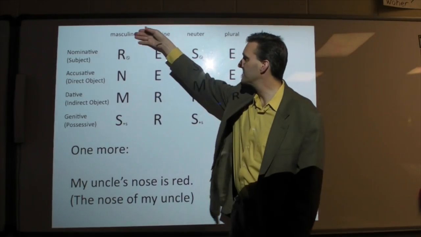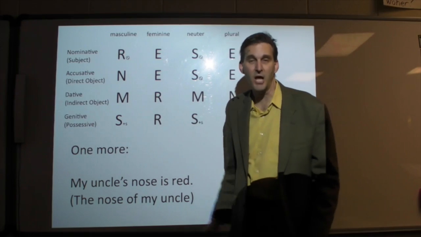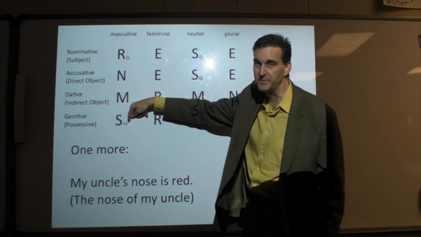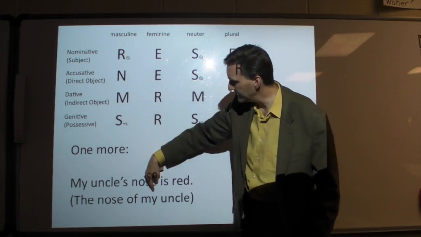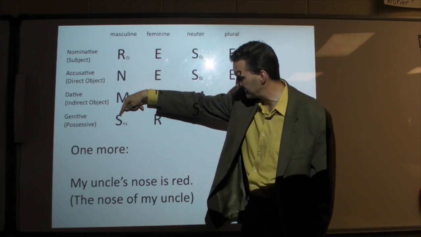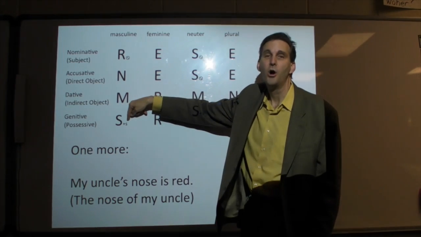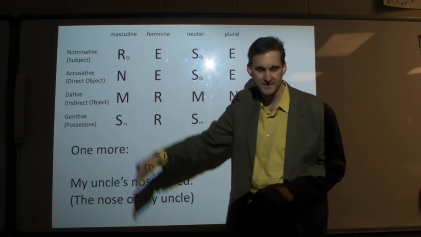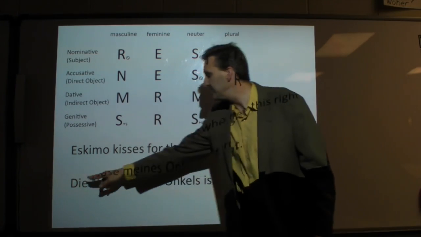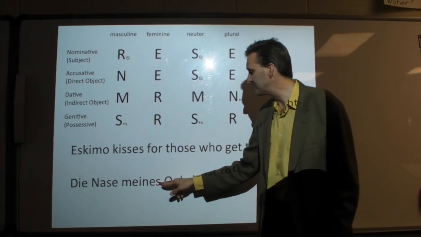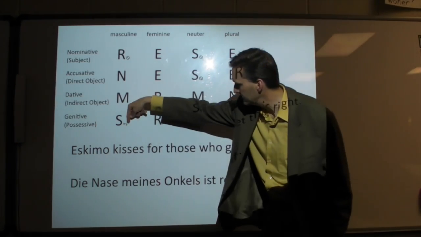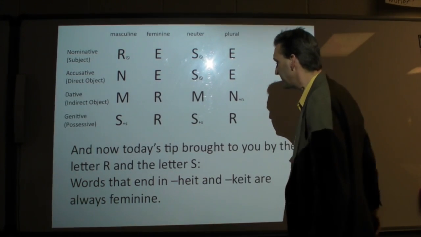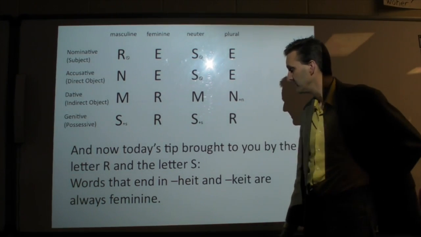So uncle is masculine and he is the possessor of the nose. How about that? And that puts him down here. Well, we have the S plus the other S we need for the noun itself. So we're going to take my and put the S on it, and then uncle needs an S as well, Onkels. And since Onkel is a two-syllable word, we just add an S, not an ES. So, I hope you got all of that. Die Nase, okay, meines Onkels ist rot. There we go.